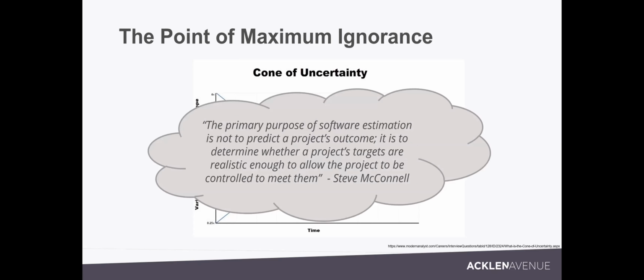And I love this quote from Steve McConnell. The primary purpose of software estimation is not to predict a project's outcome. It's not to have that little Gantt chart with a milestone at the end. It is to determine whether a project's targets are realistic enough to allow the project to be controlled to meet them. Is it feasible?